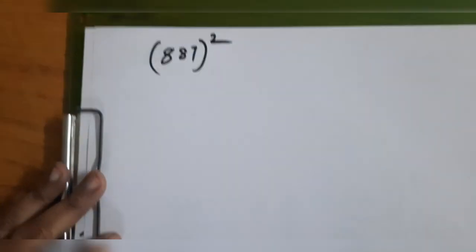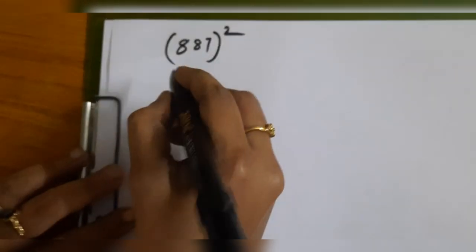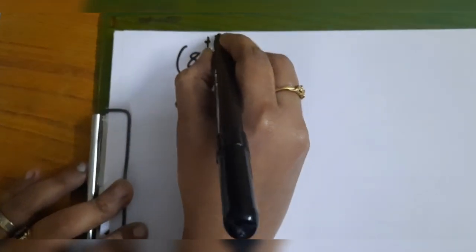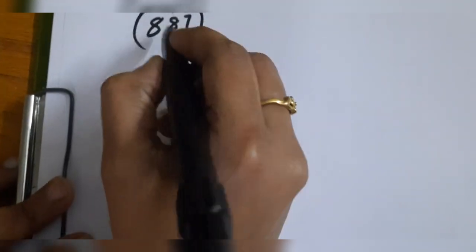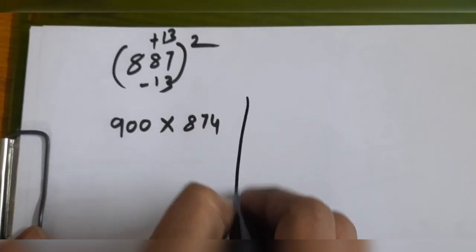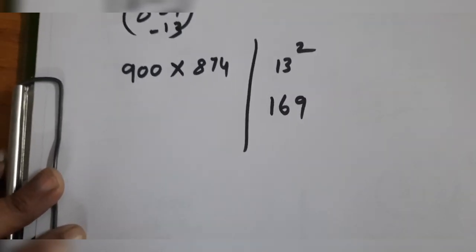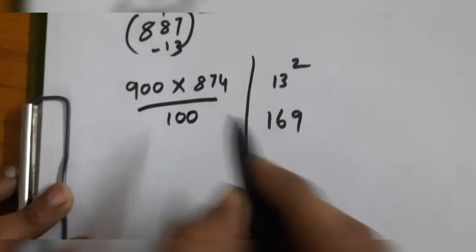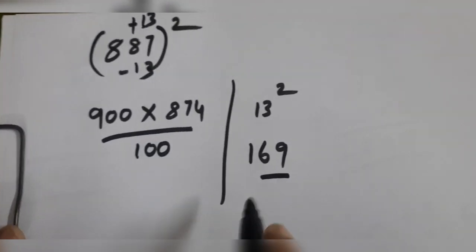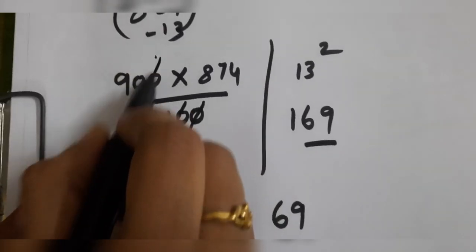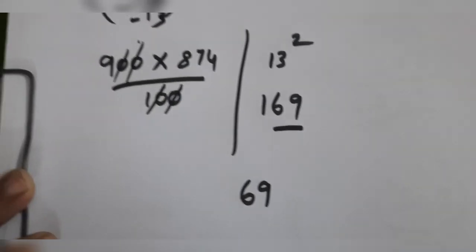Let's find the square of 887. The nearest number I can take is 900. To get 900, I have to add 13. So now you have to subtract 13. Subtract 13, you get 874. Now you have to find 13 square, which is 169. Now I am dividing it by 100, so I can take 2 digits. In your final answer, the last 2 digits will be 69. So now you have to find what is 9 into 874.